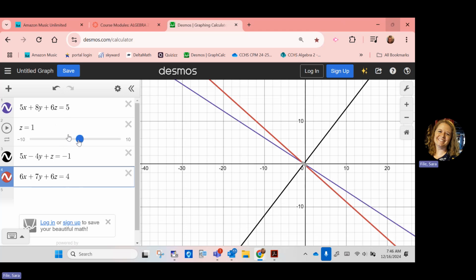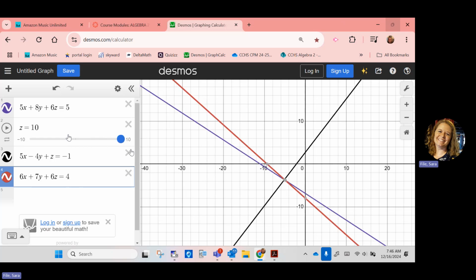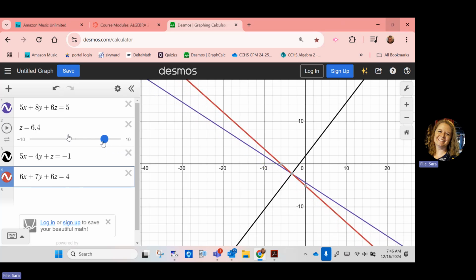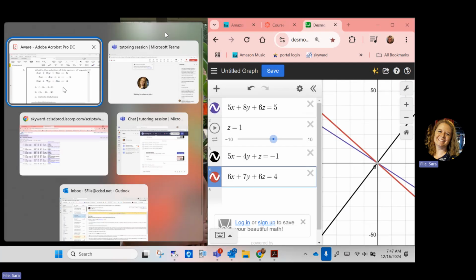So the z slider is what you're moving until you find where all three of those lines intersect at one point. Okay, so here I'm sliding it until I see all three of those intersect at one point. And it looks pretty close to where the graph popped up. So let's go look at our answer choices, because I'm seeing decimals where it popped up. So let's see.